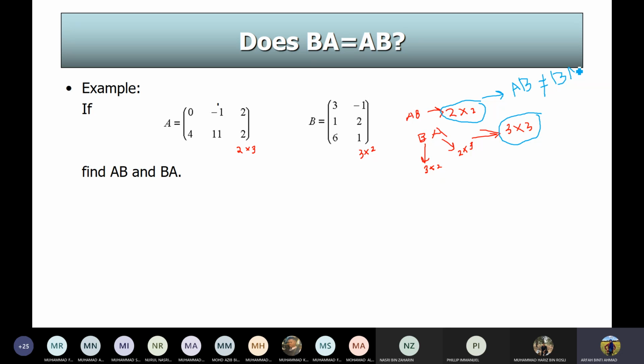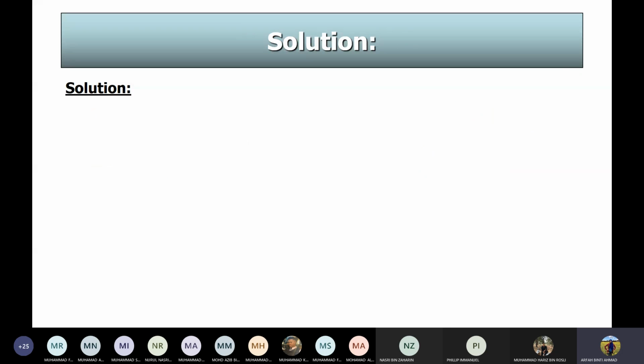So dia tak sama dengan scalar. Okay. Sebab kalau skala, satu nombor skala, 2 kali 3 akan sama dengan 3 kali 2. Tapi kalau matriks dia lain sebab kita kena darabkan setiap elements dan kena tengok location of the elements.